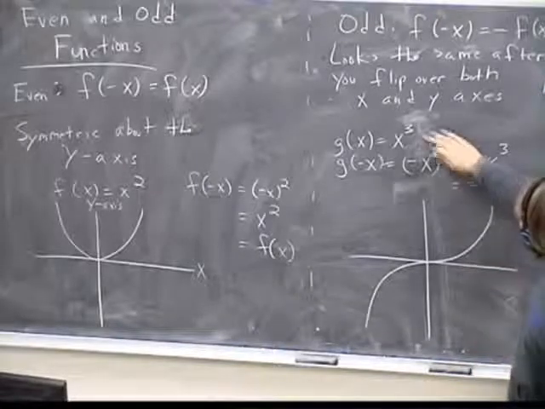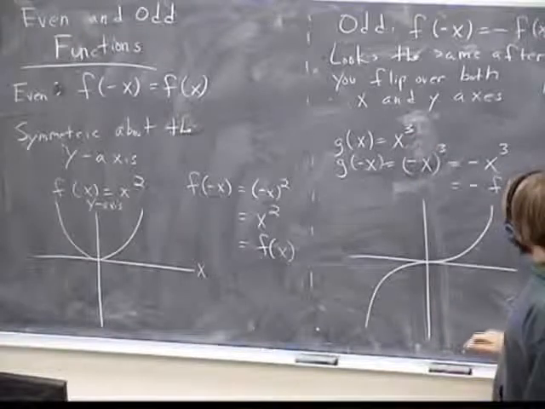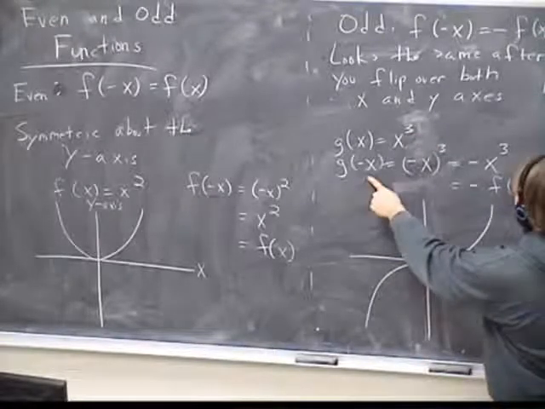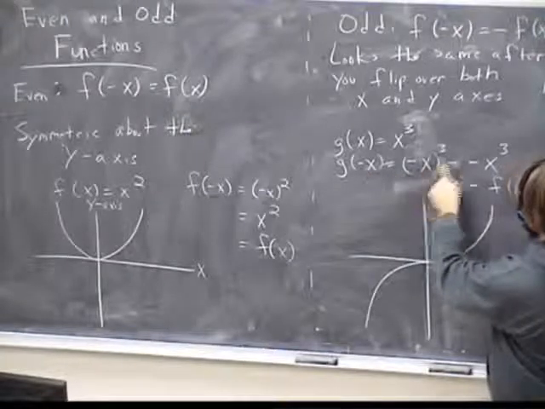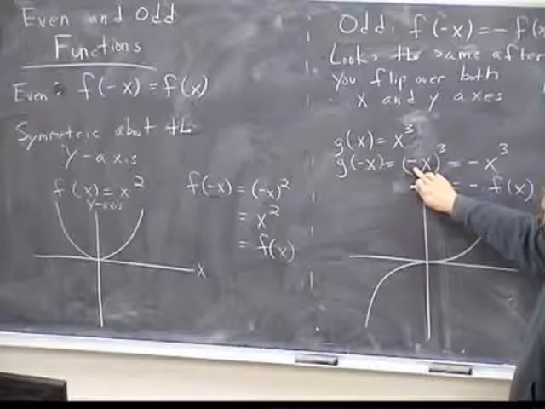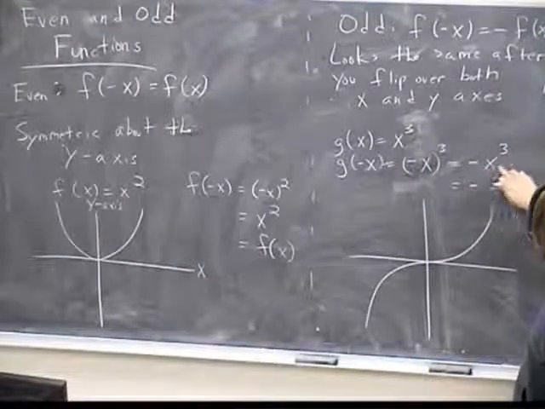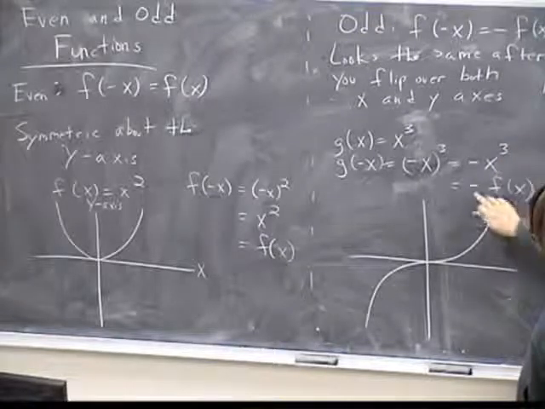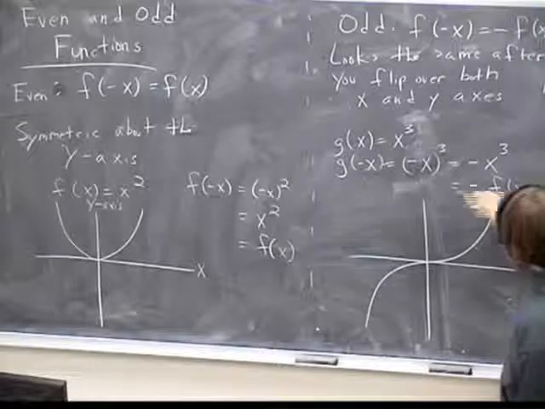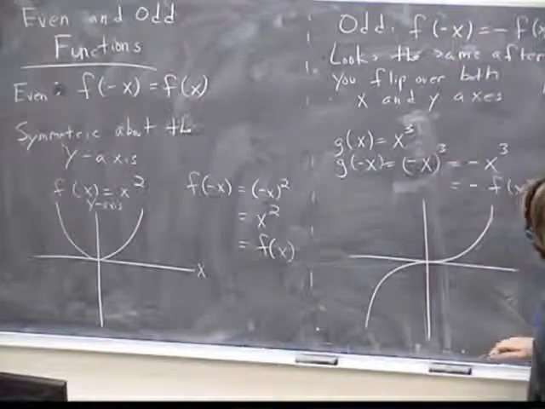Alright, so an example of an odd function is g of x equals x cubed. Now let's check the algebraic relationship. G of minus x is equal to minus x cubed. And now, when you cube negative 1, you get negative 1 back again. And so this is equal to negative x cubed, which is negative f of x. So we see that g satisfies the definition of an odd function.